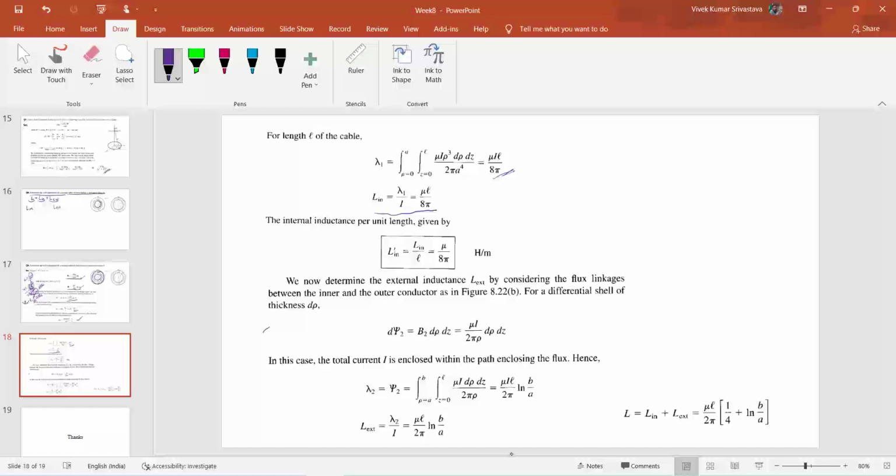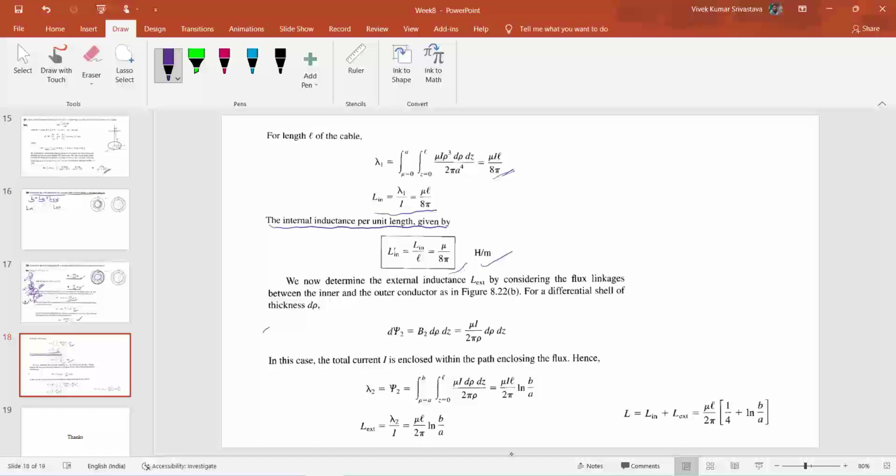Similarly, you can also determine the internal inductance per unit length, so you divide the inductance calculated by the overall length of the inductor. That's how you can determine the internal inductance.